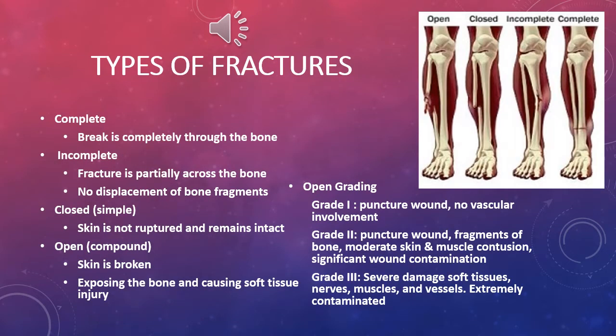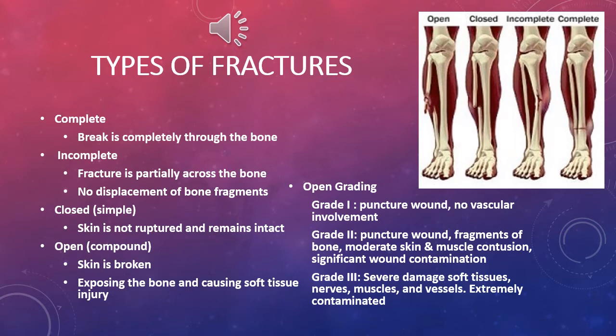There are different types or classifications of fractures, and the first one you will see here is a complete fracture. This is when the break goes completely through the bone, whereas in an incomplete fracture, the fracture is partially across the bone, and there's no displacement of bone fragments. You can see these on the right-hand side of the picture on your slide.